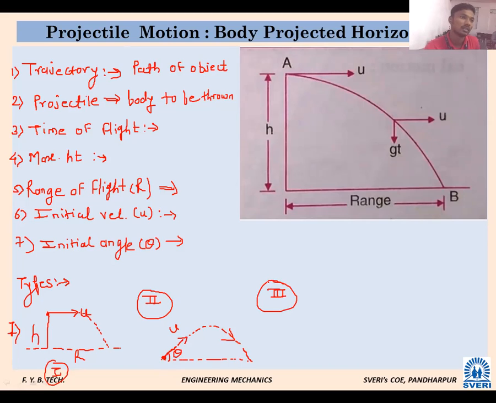Third type is what? From the ground itself, the object is thrown. Maybe from this point, the object is thrown from the ground with the velocity of again u, and here the angle is theta in this way. Provided that we are not insisting that the object should fall on the ground. So here the object is taken somewhere on an inclined plane. The object is going to touch the earth on the inclined plane.